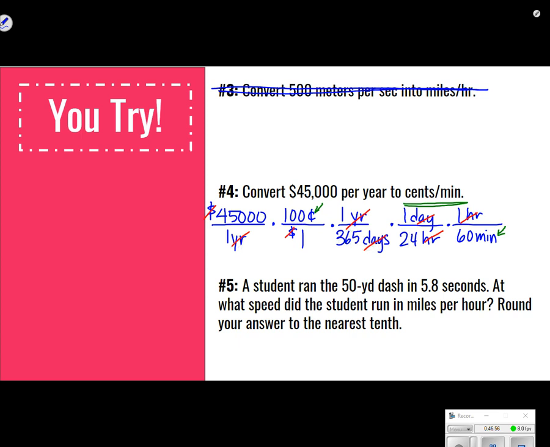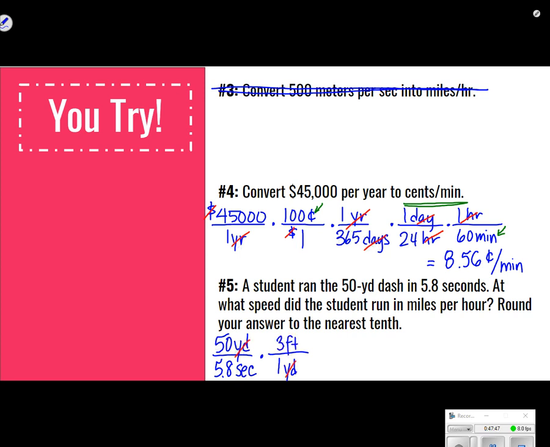And I'm doing them separately. So that means that you make 8.56 cents per minute. All right, a student ran the 50-yard dash in 5.8 seconds. So we're going to do 50 yards in 5.8 seconds. What speed did the student run in miles per hour? So I don't know how many yards there are in a mile, but I know in 1 yard there are 3 feet.